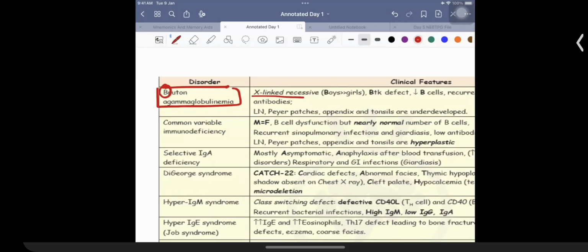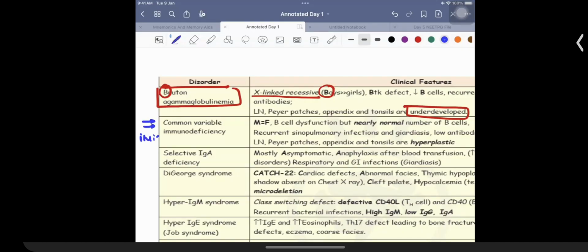So it is an X-linked recessive condition. So B over here, Bruton's disease, B for boys, B for B cell tyrosine kinase. B cells are less. Bacterial infections are going to be there. Patients are going to be having the lymphoid areas underdeveloped. Underdeveloped. What has not been asked in the exam, but a very important INI question.